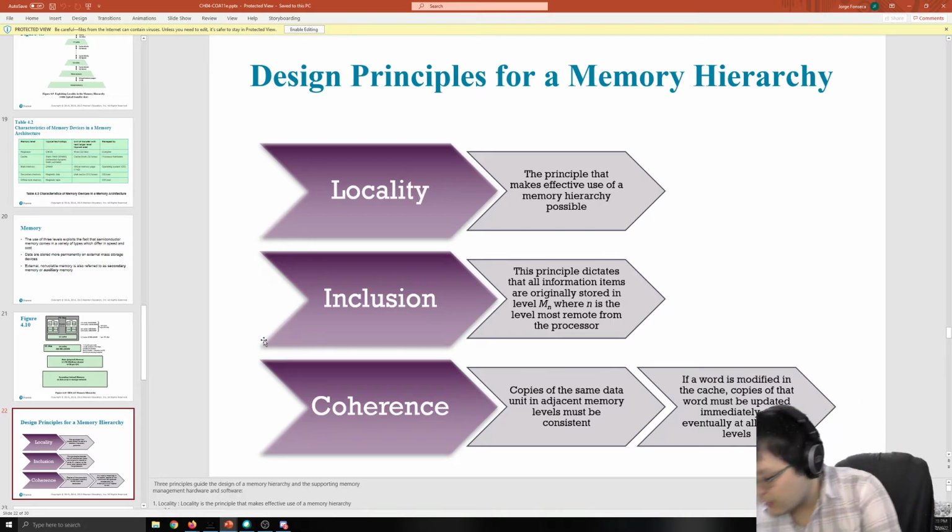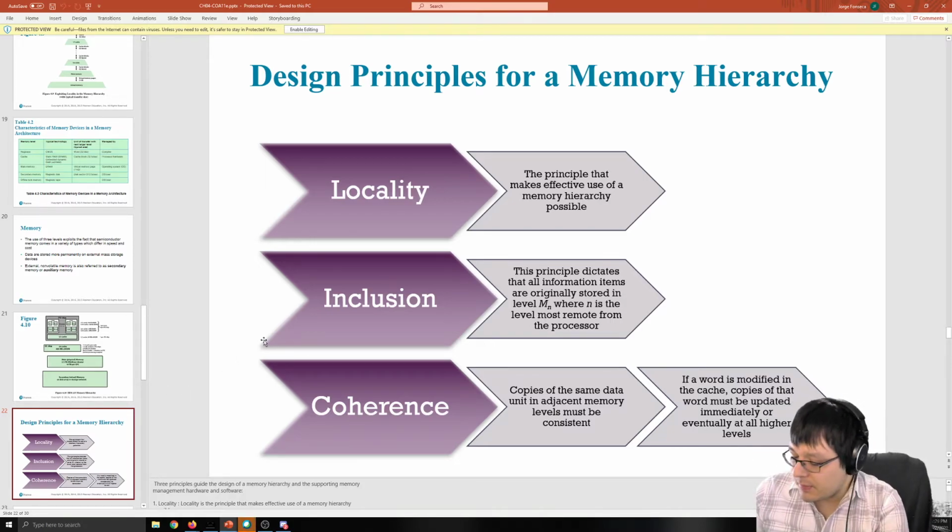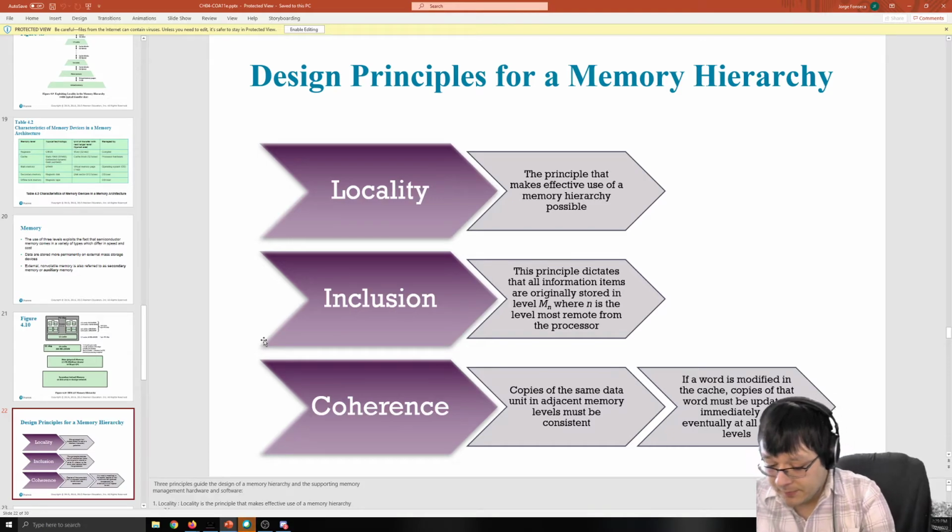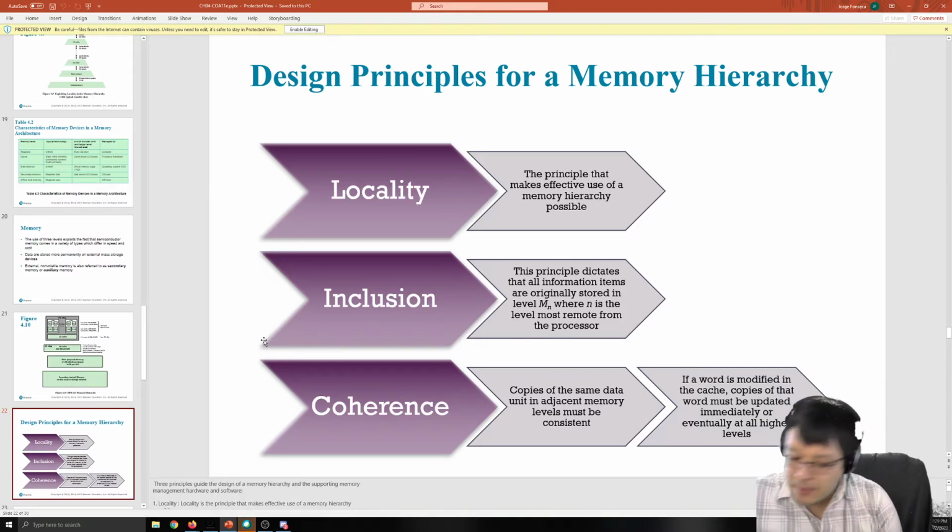So let's talk about the design principles for a memory hierarchy, okay? We have locality, which again is how we're going to achieve this. We also have inclusion. Now, what is inclusion? Well, it dictates that all information items are originally stored in level Mn, where n is the level most remote from the processor. And then it gets into math. They say that Mn is a subset of Mi is a subset of Mi+1 and so on.